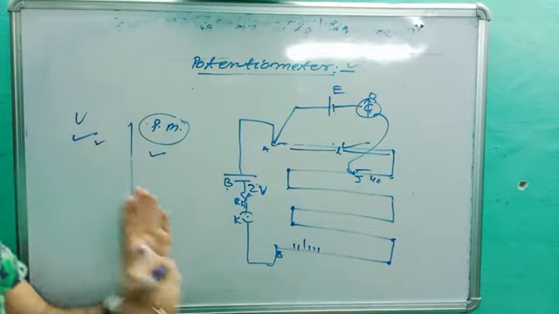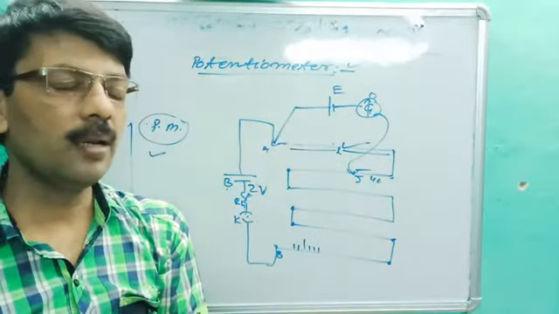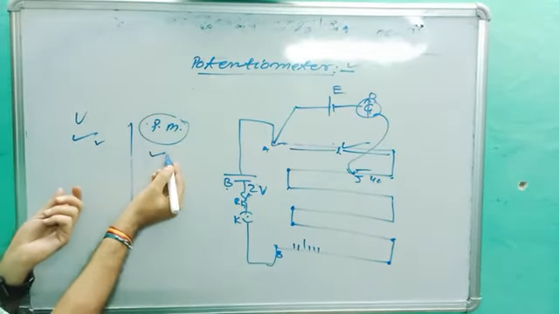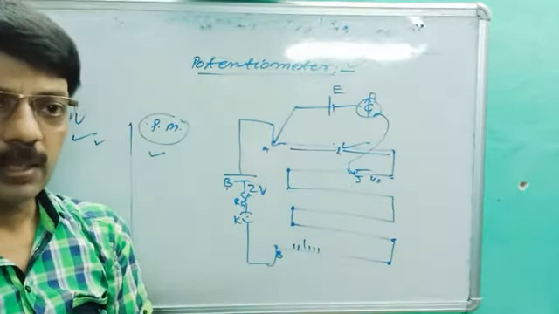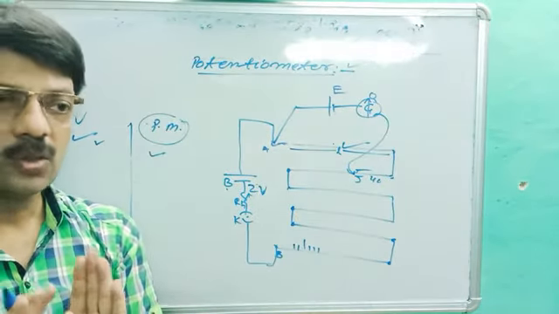Potentiometer is equivalent to an ideal voltmeter. Very, very important point. Potentiometer is equivalent to an ideal voltmeter. Hence, potentiometer is superior to voltmeter.